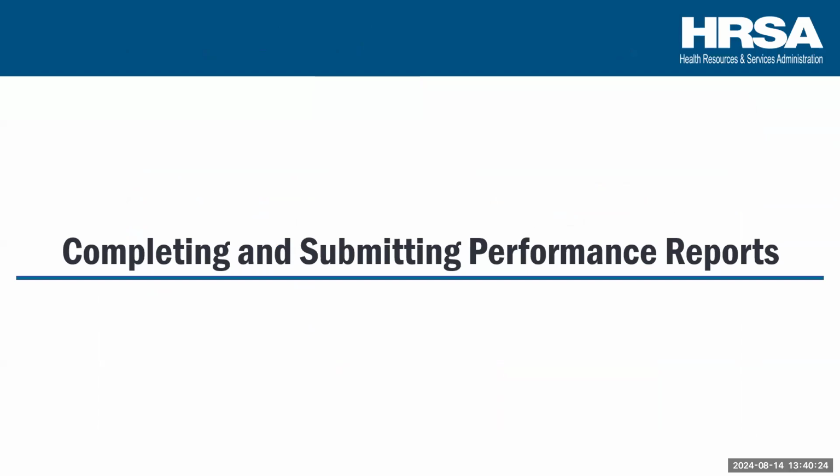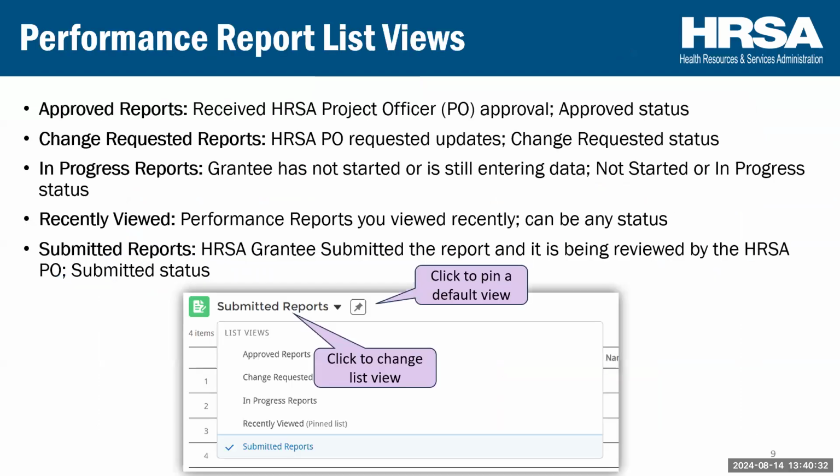So now that you know how to access and navigate through the system, let's look at how to complete and submit your performance report. On the performance report page, you can select different list views to find report types in different statuses. The page defaults to recently viewed, but click the arrow to select a different list view. And you can also select a different view as a default using the pen.